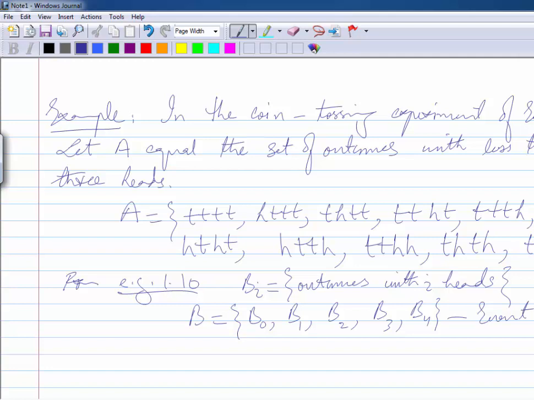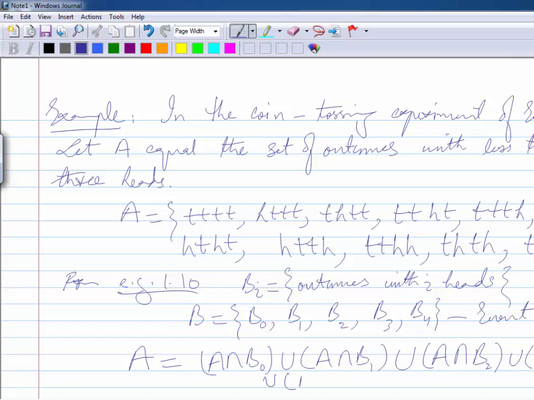Now if we use the theorem, that is 1.2, if we use the theorem and we take the intersection, we can rewrite event A as A intersection B naught union A intersection B1 union A intersection B2 union A intersection B3 and union A intersection B4. So this is the result we are getting.